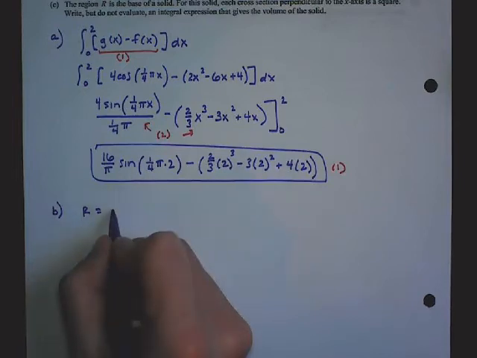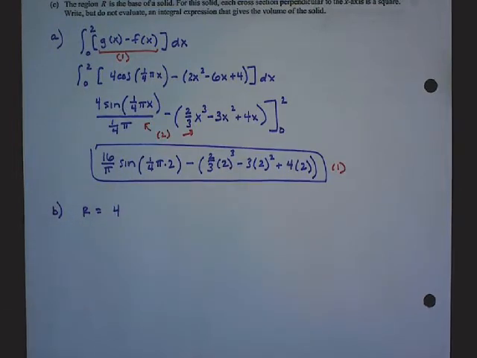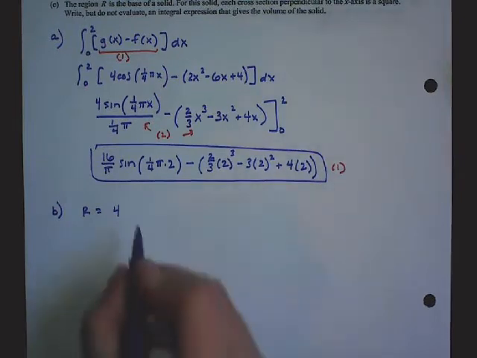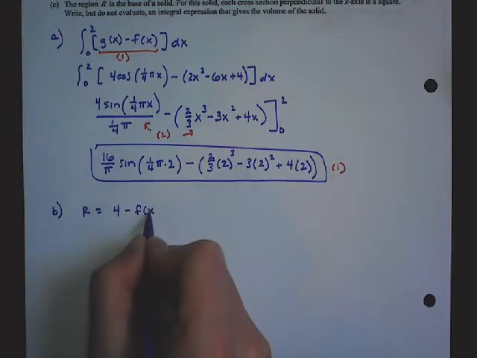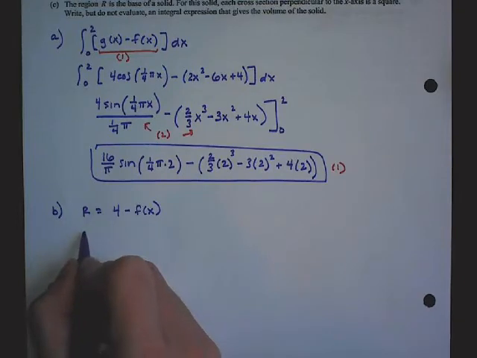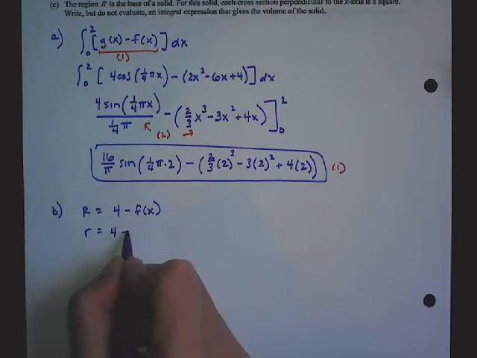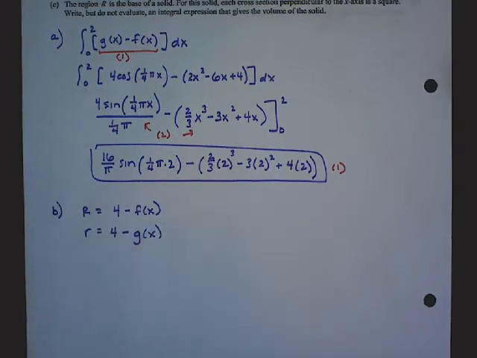It was the distance from the line, which was y equals 4, to the bottom of that yellow curve. Well, the bottom of it was f of x. Okay. Little r was the distance from the line to the upper curve, g of x. And you can leave it just like that with our functions.